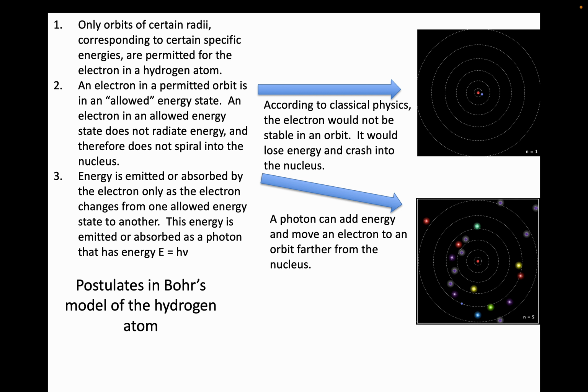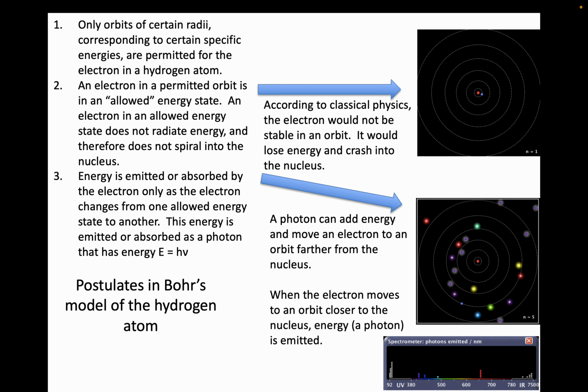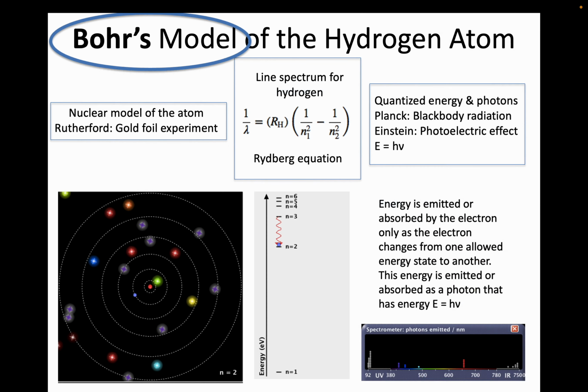Now, the electron wasn't necessarily fixed in one of those orbits. A photon could add energy and move an electron to an orbit farther from the nucleus, and then it would eventually return back downward towards the nucleus. When it was moving closer to the nucleus, then it would emit a photon, and that's what our spectrometer was measuring. That was Bohr's model of the hydrogen atom.